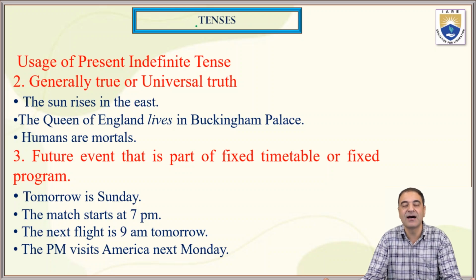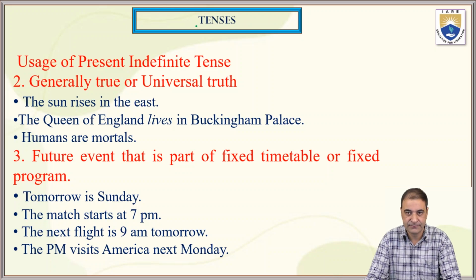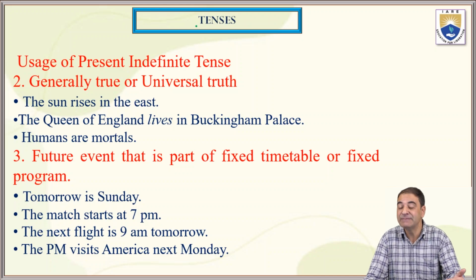And the next one, the match starts at 7 p.m. Again here, right now it's 10, and I'm talking about the future, that is 7 p.m. But here, I'm talking about a match that's part of a fixed timetable. Therefore, I can use simple present in order to express this future action. The match starts, again verb in first form. Although I'm talking about 7 p.m., 7 p.m. is future because right now it's 10.